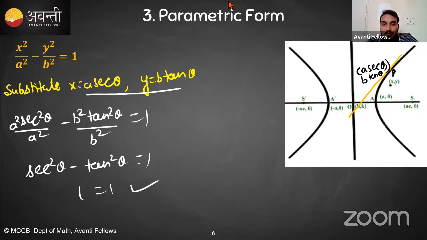So it means in parametric form, a coordinate can be assumed as a sec theta comma b tan theta. Is this clear? So any coordinate if I have to assume on a hyperbola, I can assume as a sec theta comma b tan theta because there is only one variable theta, right? So using one variable, I am able to assume both the x and y coordinate, right?